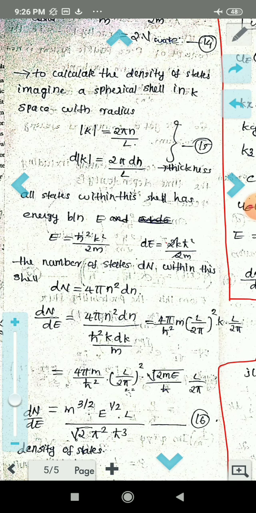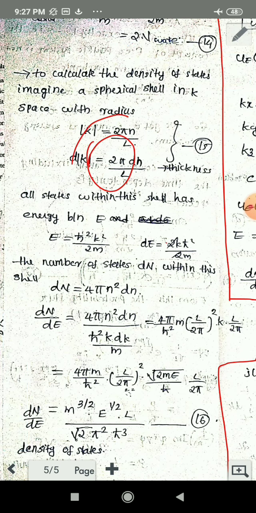We cannot say that there are only 2 states with this energy. There may be more than 2 states, because we are taking a free particle and it is from minus infinity to plus infinity, isn't it? There is no boundary condition, so we can say that there are that many states with this energy. Okay, we cannot say there are only 2 states. So that is why we are taking a shell with this energy E.